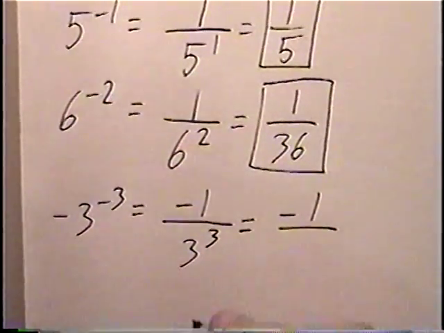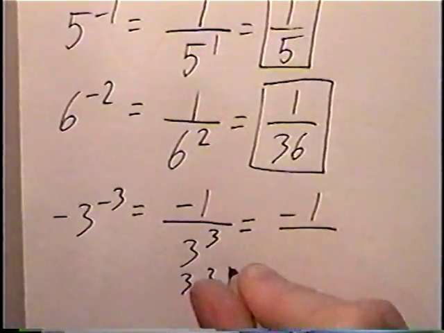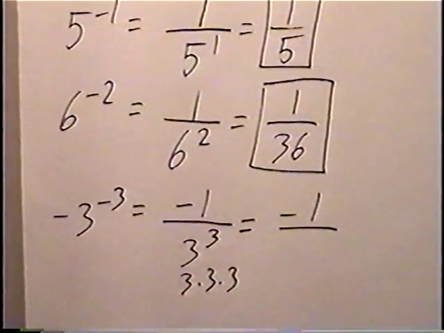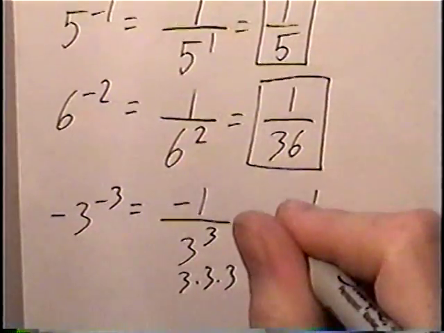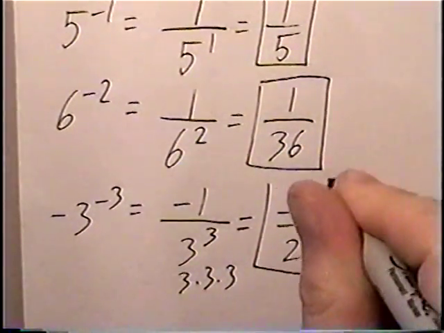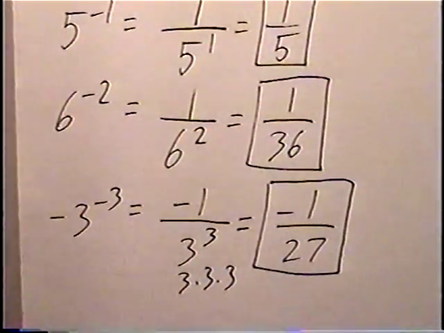3 to the third power would be 3 times 3 times 3, which would be 27. So our final answer is negative 1 over 27.